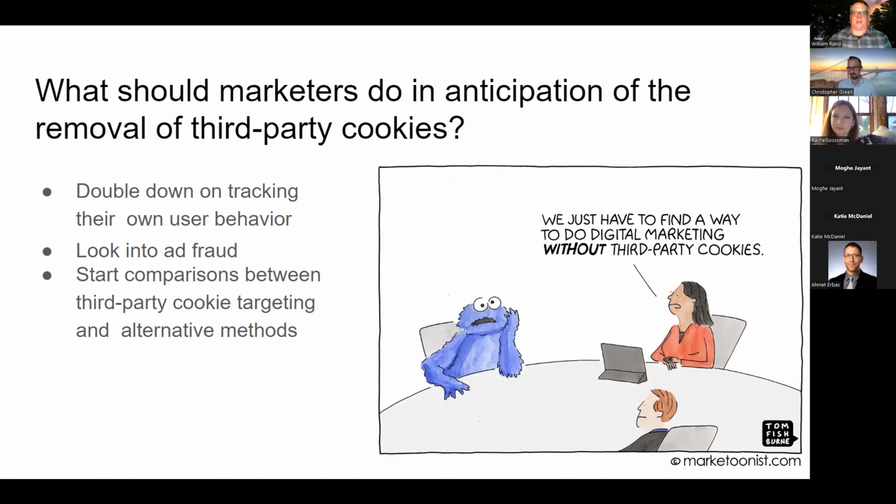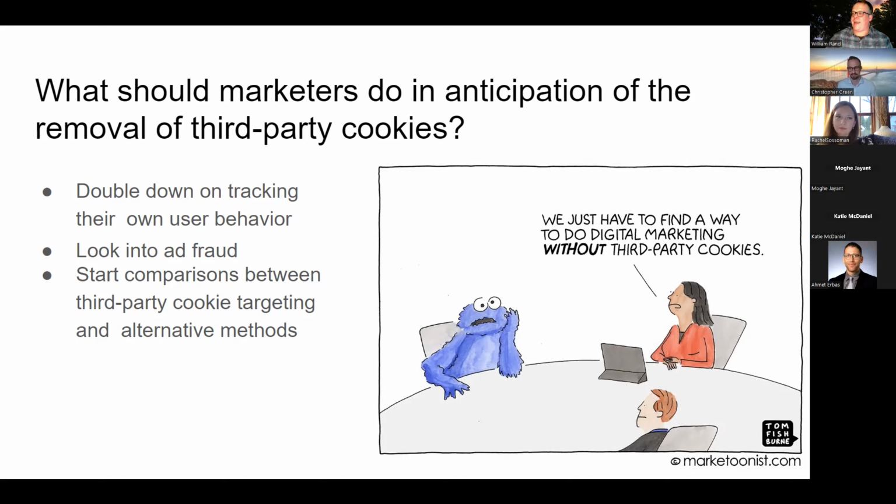So what should marketers do in anticipation of the removal of third-party cookies, right? Just to be clear, Chrome was initially supposed to ban third-party cookies at the end of 2021, if I remember my history dates correctly, and they delayed it to the end of 2023, right? So it's currently supposed to happen at the end of this year. Whether that happens or they push it back again will be interesting to see.